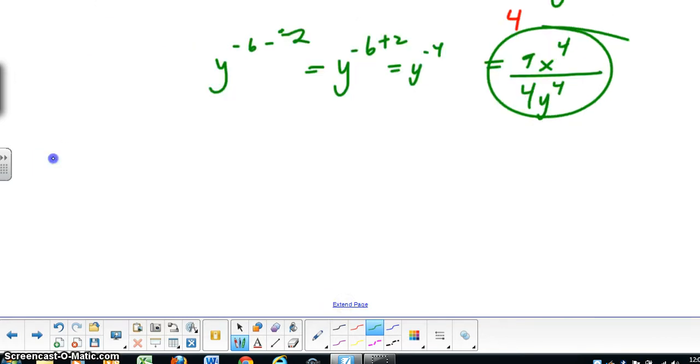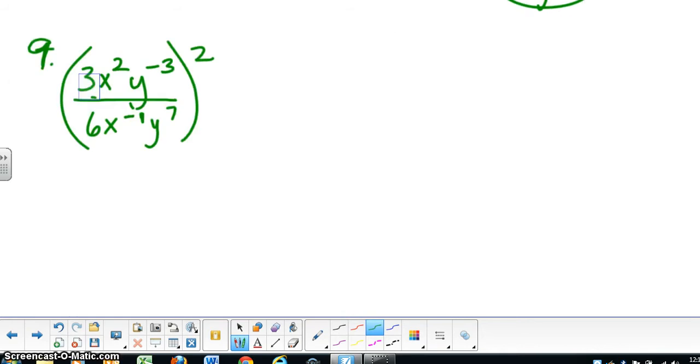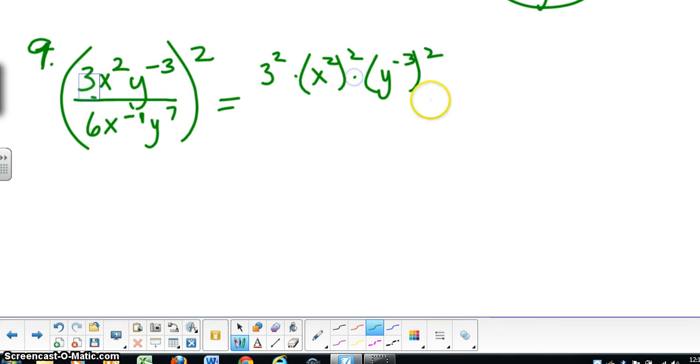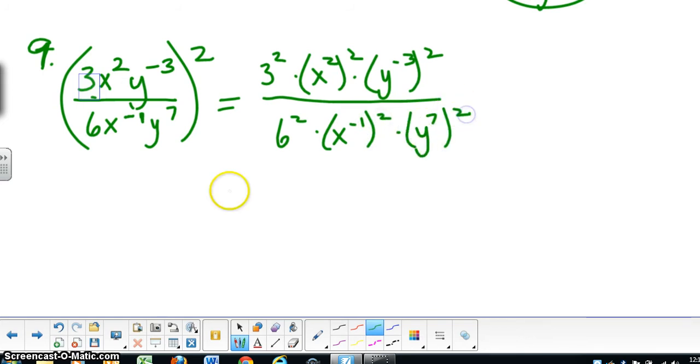Number 9. Okay, go ahead and write this problem down and go ahead and practice it. Okay, so if you wrote out everything correctly, it would be 3 squared. X squared would be also squared. Y to the negative 3 would be squared. All over 6 squared. X to the negative 1 squared. Y to the 7th squared.